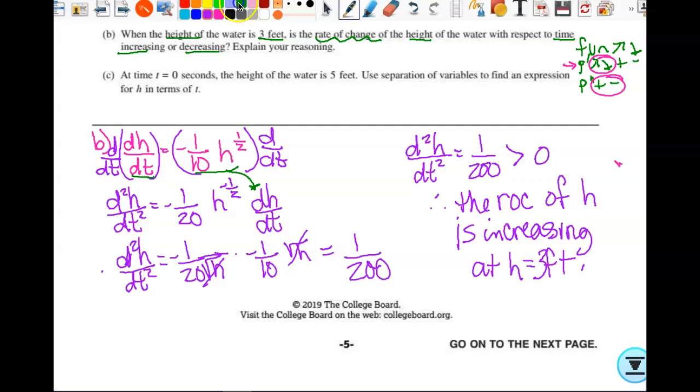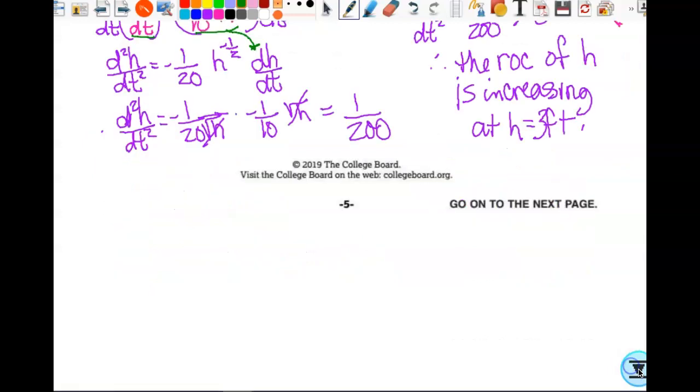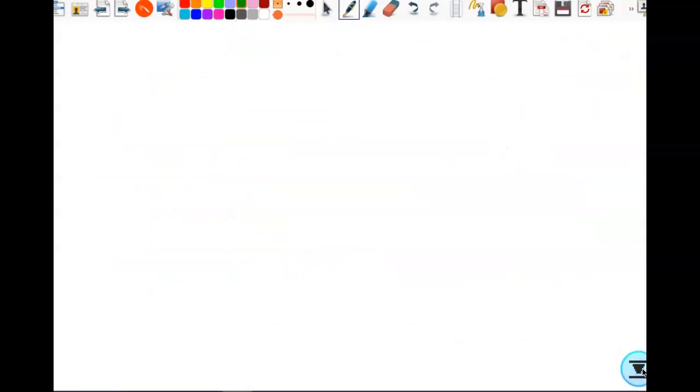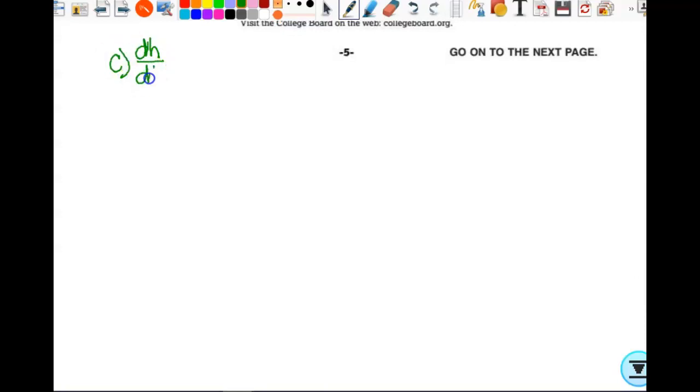So on C it says, at time t equals 0 seconds, the height of the water is 5 feet. Use separation of variables to find an expression for h in terms of t. Okay, so let me go down here. So let me rewrite this. So this is part C, and we have dh dt is equal to negative 1/10 times the square root of h. Right? And then the ordered pair was 0, 5? Yes.